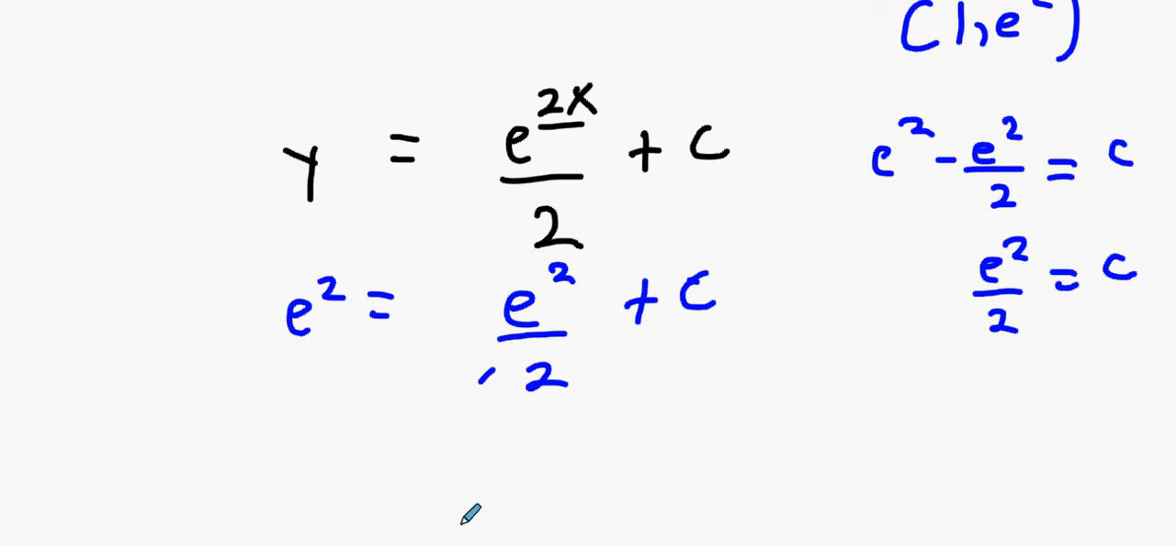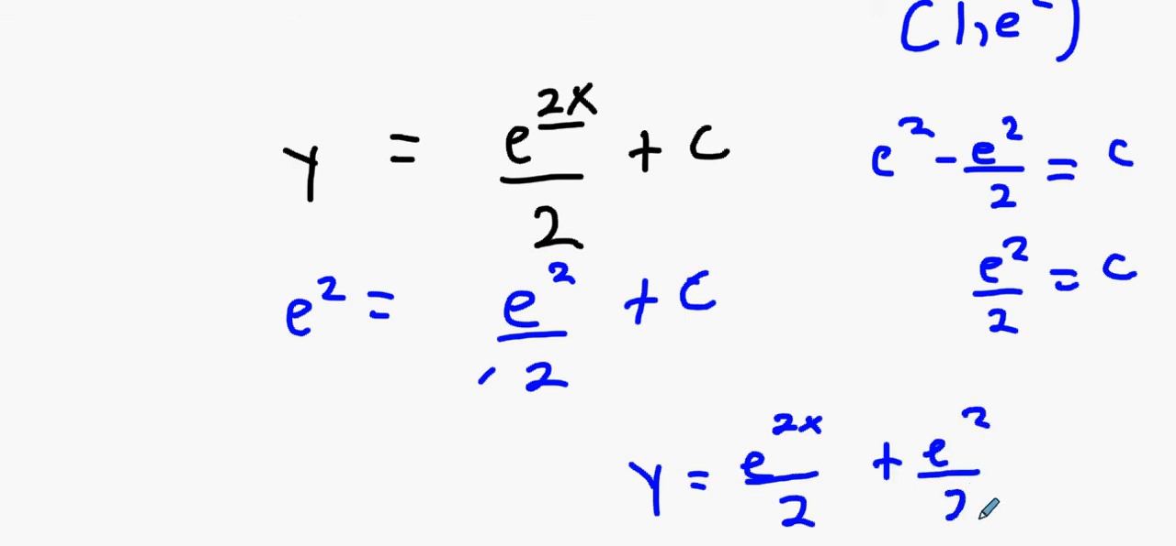Therefore, the original function must be y is equal to e to the 2x over 2 plus e squared over 2. Would anybody know a fancy way of arranging that? Actually, there isn't one, really. Not really, just leave it. Alright, Barry, you have the question?